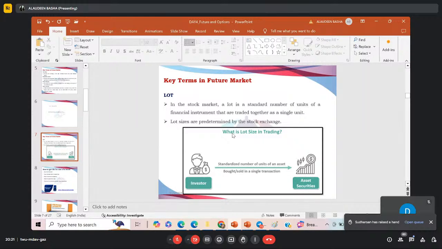For example, if you go with Maruti, the lot size is 50. That means if you buy a future in Maruti and the price goes up by 1 rupee, you get a profit of 50 rupees. If you have a 1 rupee loss, you get a 50 rupee loss. So based on the lot size, your profit and loss will be decided in the futures market. Any doubts in the futures market, guys, you can ask.